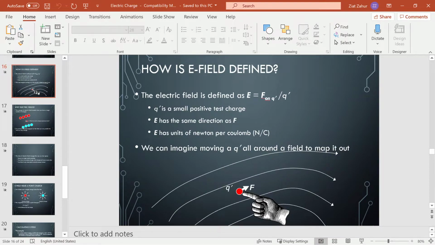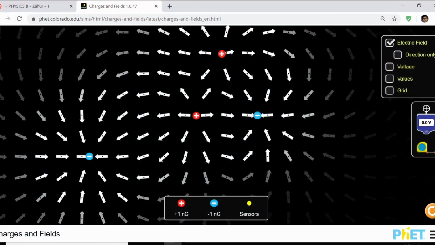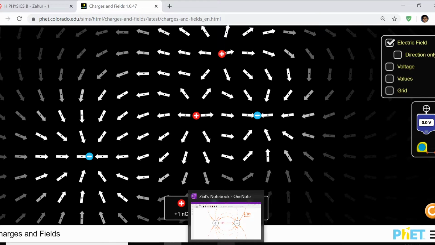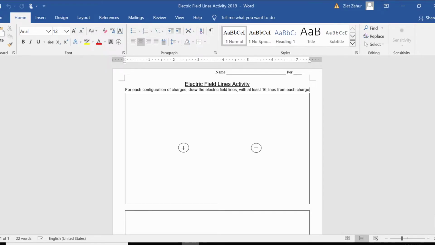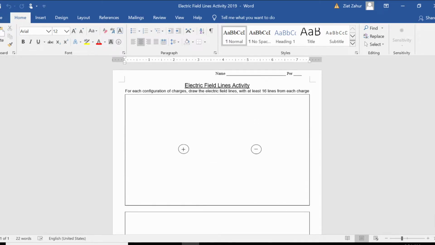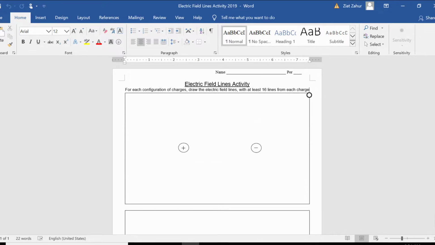All right, back to OneNote. There we go. Okay, so let's see. If you go ahead and go to your Canvas, you should be able to download this file. I put up both the PDF and the Word doc file. You can choose whichever one you want to use.